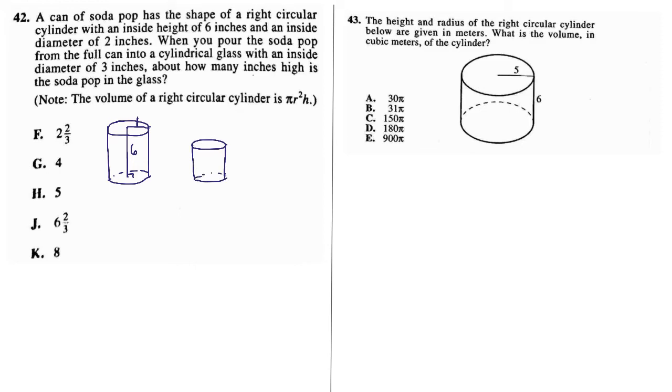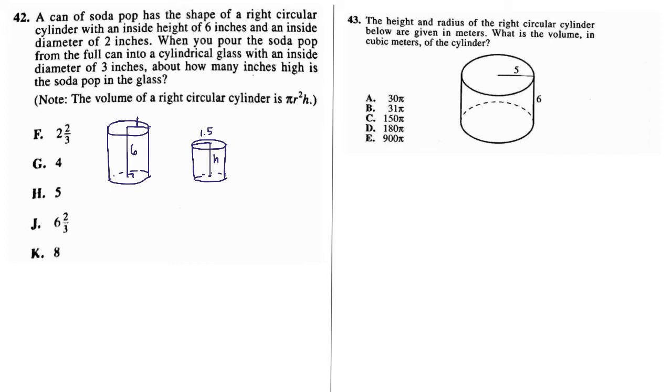But we're going to have some different measures with this glass. The inside diameter is 3 inches, so that means that here, 3 inches, that's going to be 1.5, if we're going to talk about the radius. So how many inches high will be the soda? So here we're looking for this H on this shape here.